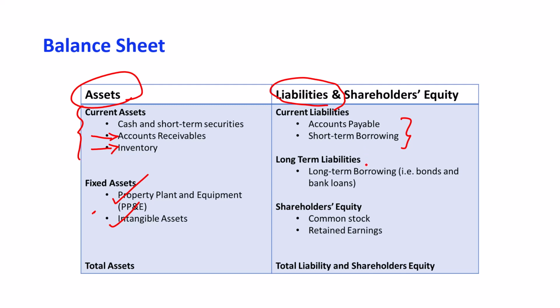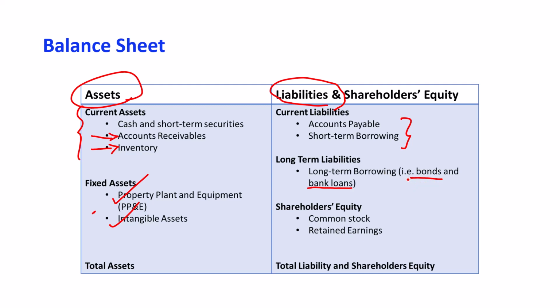Firms usually settle these accounts shortly after they receive the goods from their suppliers. Long-term liabilities, on the other hand, are usually paid over a very long period of time. And these include bank loans, mortgages, and bonds. These are borrowings that you had from different sources. You can either borrow from the bank or borrow from the public in the form of bonds.